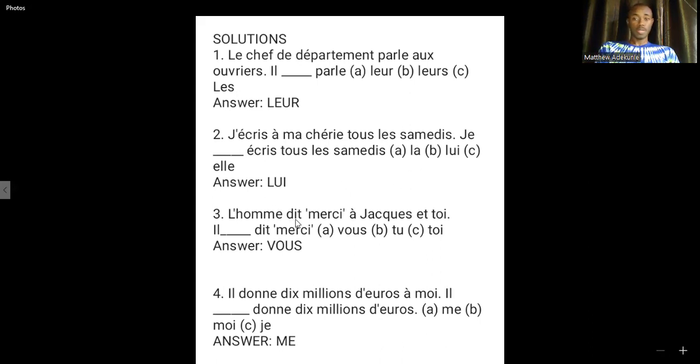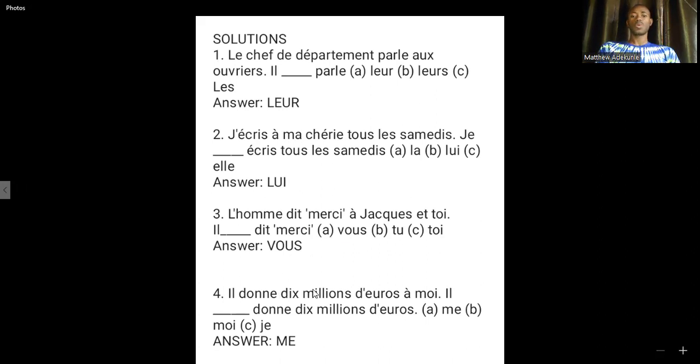And the third one there, l'homme dit merci à Jacques et toi. The man is saying thank you to you and Jack. So how do you say he is saying thank you to you? Our option is vous. Why is it vous? If you look at those two participants there, Jacques et toi, Jack and you, in other words, the two of you, we'll use vous to replace it. So, il vous dit merci is saying thank you to you.